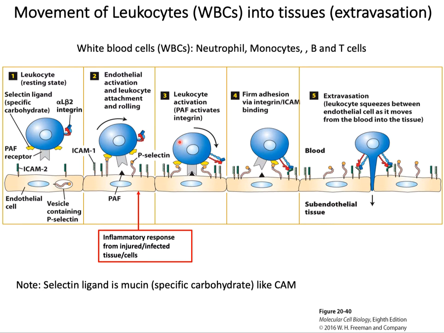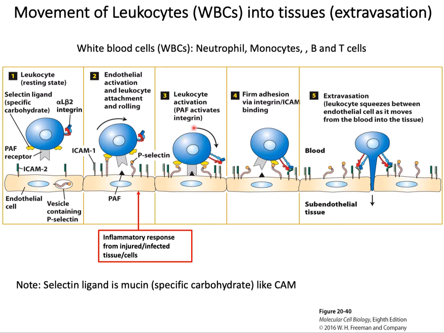They are still rolling slowly due to the shear force of the blood flow and a relatively low affinity interaction between the mucin-like CAM and P-selectin. They're trying to hold onto the P-selectin, but as these interactions are sufficiently low affinity, they are forming and breaking due to the shear force of the blood. They cause the leukocyte to roll along the endothelial cells.